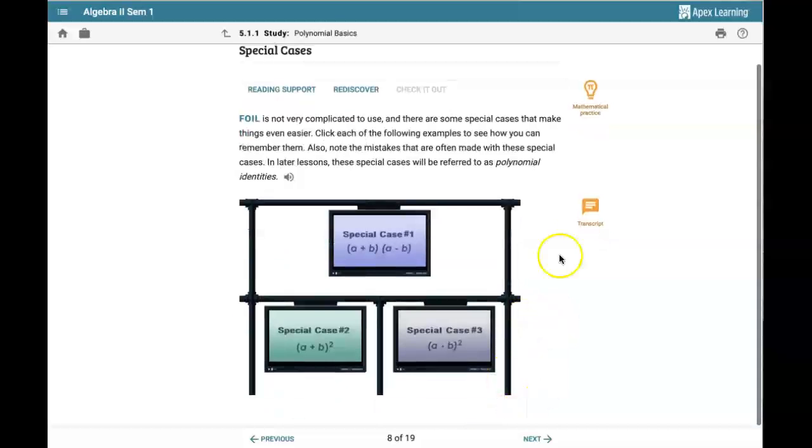All right, so special cases are also sometimes known as the polynomial identities. We've talked about them a lot with other things there.